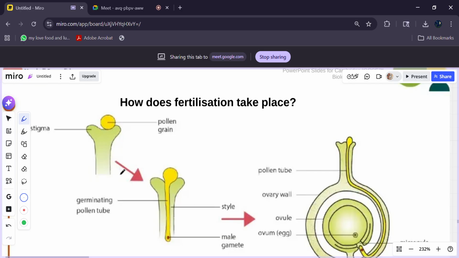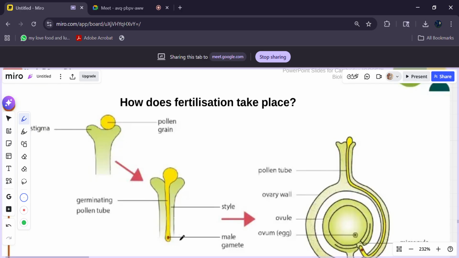Now, after pollination, the pollen grain comes in contact with the stigma, which is the female part. This pollen grain then germinates in response to the sugary fluid secreted by the mature stigma. A pollen tube grows out of each pollen grain.